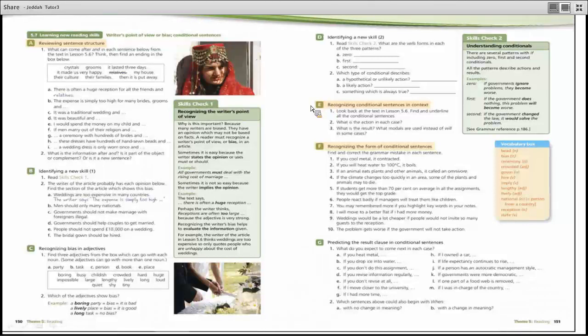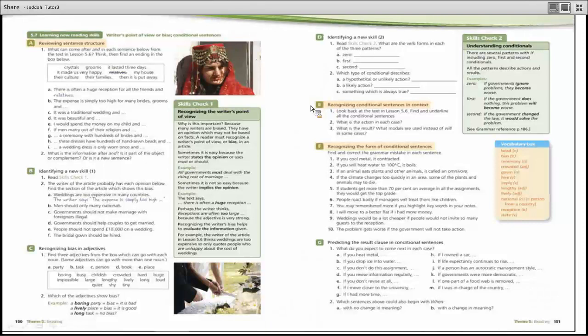And we have zero conditional. Okay, so zero conditional is when we talk about facts. With facts, after if you use present simple and the other part is present simple too. When we talk about natural phenomena, when you heat water to 100 degrees, what happens to water, for example? This is science. This is something that you cannot challenge. If you talk about facts that cannot be challenged, in this case, you're going to use present simple and present simple.